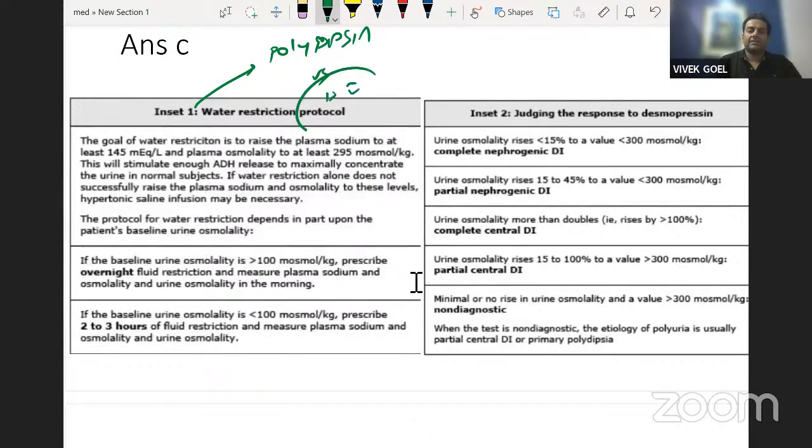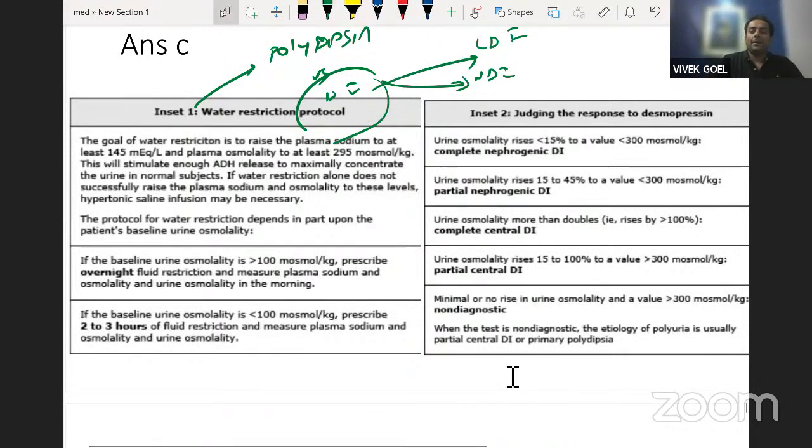So by water restriction, you understood whether it is polydipsia versus diabetes insipidus. Now, if it is DI, you've got to understand whether it is a CDI or an NDI, whether it's a partial CDI or a partial NDI, or a complete CDI or a complete NDI. How can you do that? You can do that by judging the response to desmopressin. After you give desmopressin, the urinary osmolality should rise because the urine should become more concentrated, but if it rises by less than 15% to a value of less than 300, that is a complete nephrogenic DI. So the kidney is totally resistant.